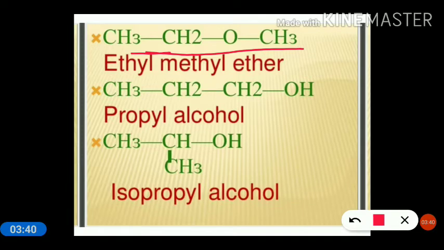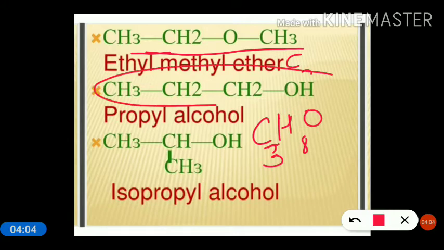CH2OCH3. 3 carbon is there. Number of hydrogen 8 and oxygen 1. The formula is C3H8O. When you see the alcohol, here you can see the alcohol where the formula is the same, 3 carbon, 8 hydrogen and 1 oxygen.